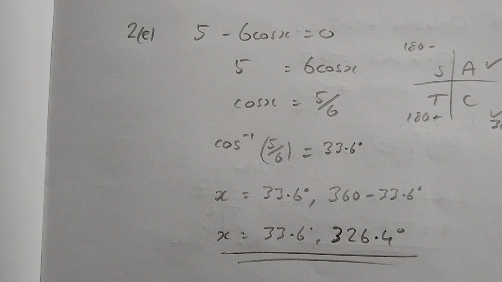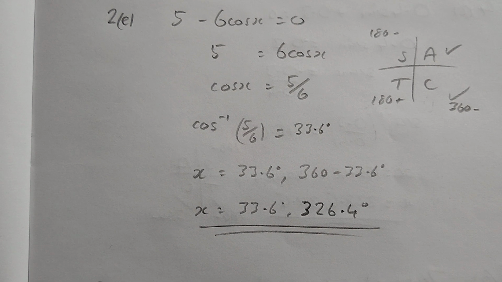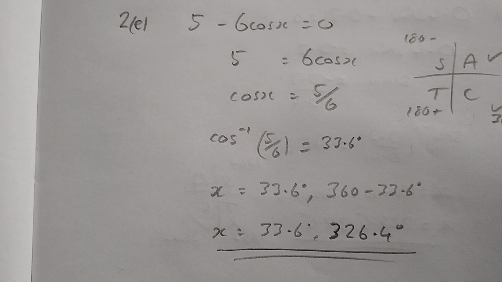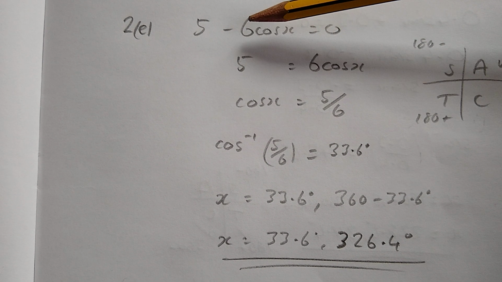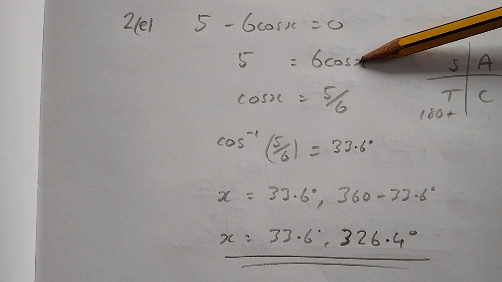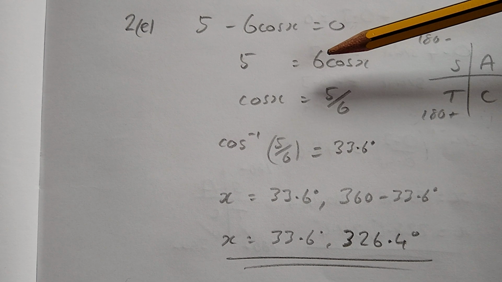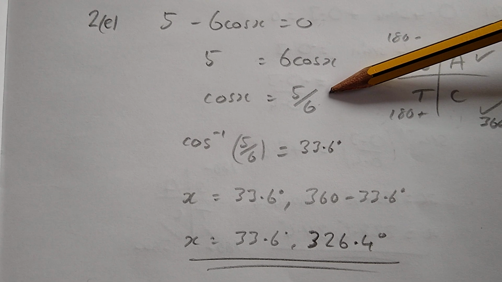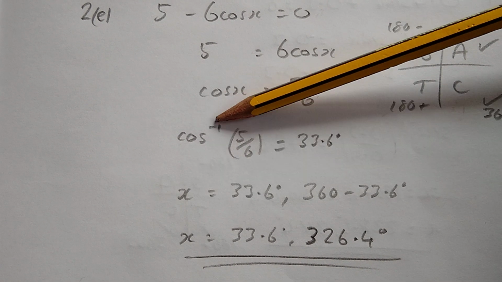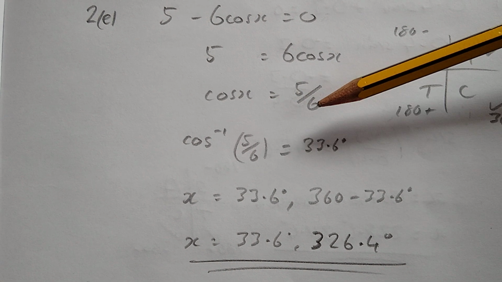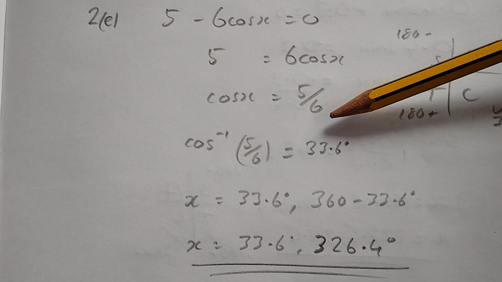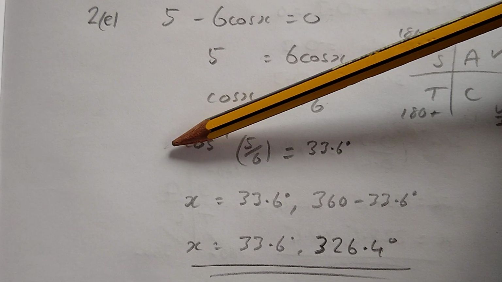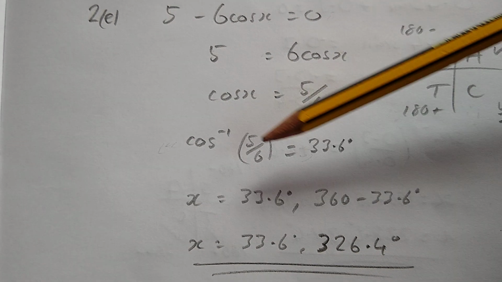Right, 2c, essentially the same as the one I've just done in 1d, except there's a little bit of rearranging to do. So here, add 6 cos x to both sides of the equation, then divide through by 6. So we end up with cos x equals 5/6. Again, find the inverse cosine of 5/6, which is 33.6 degrees. Now again, guys, I'm not writing x equals on this line. It shouldn't be there yet.